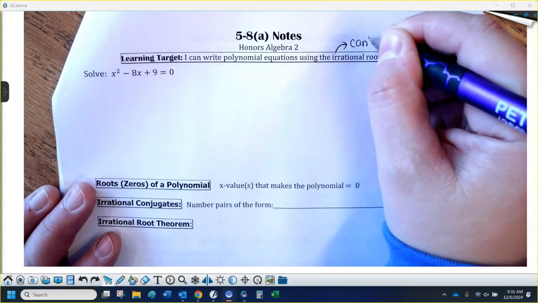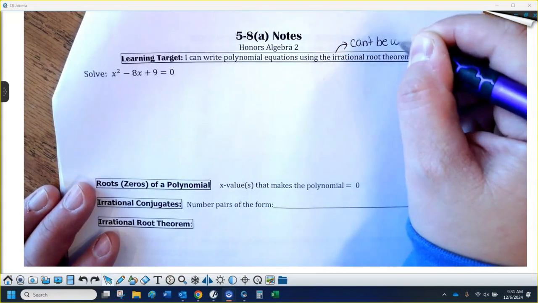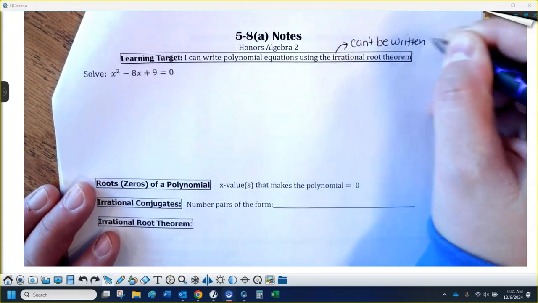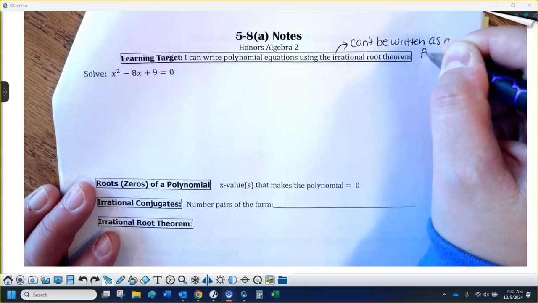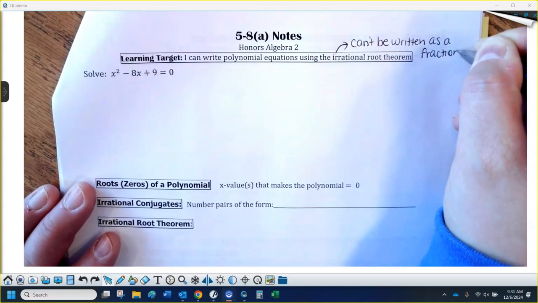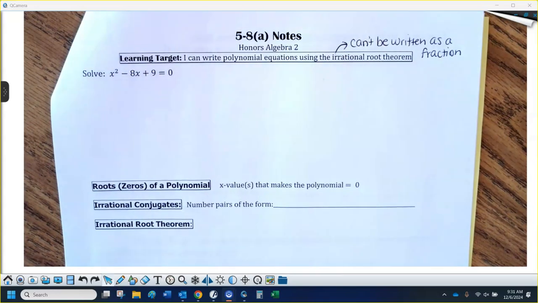The technical definition is it can't be written as a fraction. The word rational means it can be written as a fraction. So like if I had 0.3 repeating, that's the same thing as 1/3. That's a decimal. It goes on forever, but it has a pattern. Irrational numbers are decimals that go on forever with no pattern.